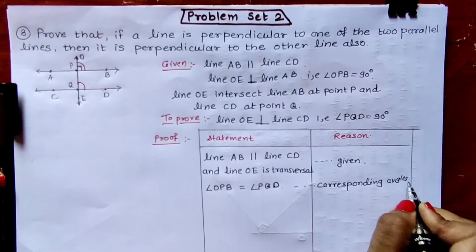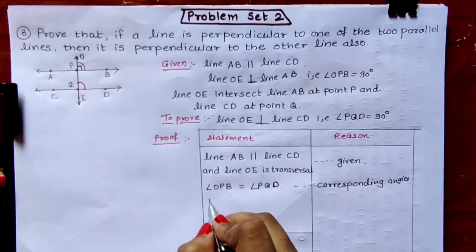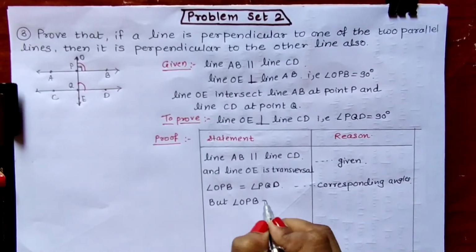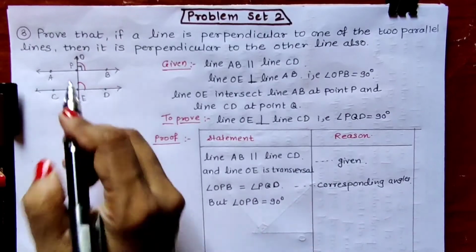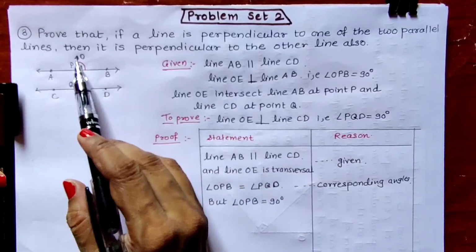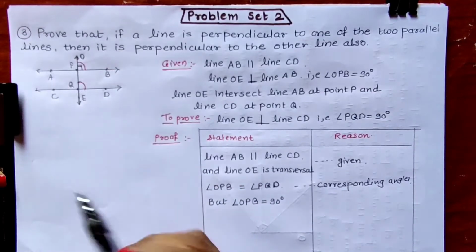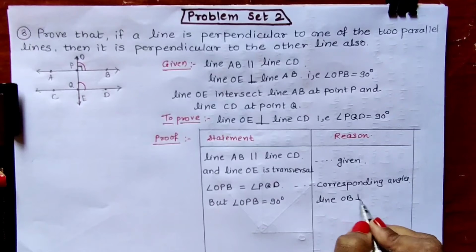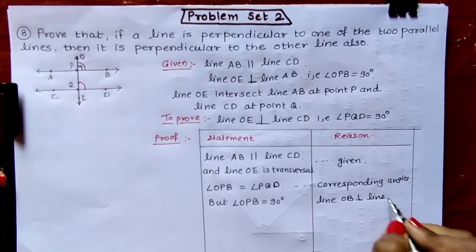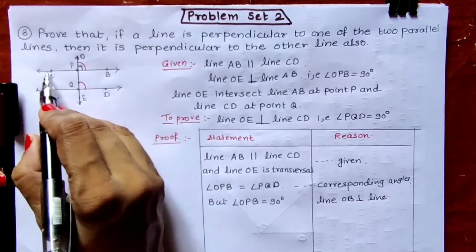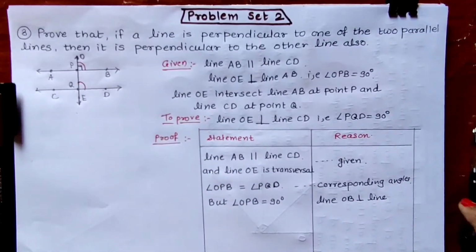But angle OPB is equal to 90 degree. This is given to us. Angle OPB is equal to 90 degree. Why it is 90 degree? Because line OE is perpendicular on line AB. Reason is line OB is perpendicular on, sorry, it's not OB, it is OE. Line OE is perpendicular on line AB.